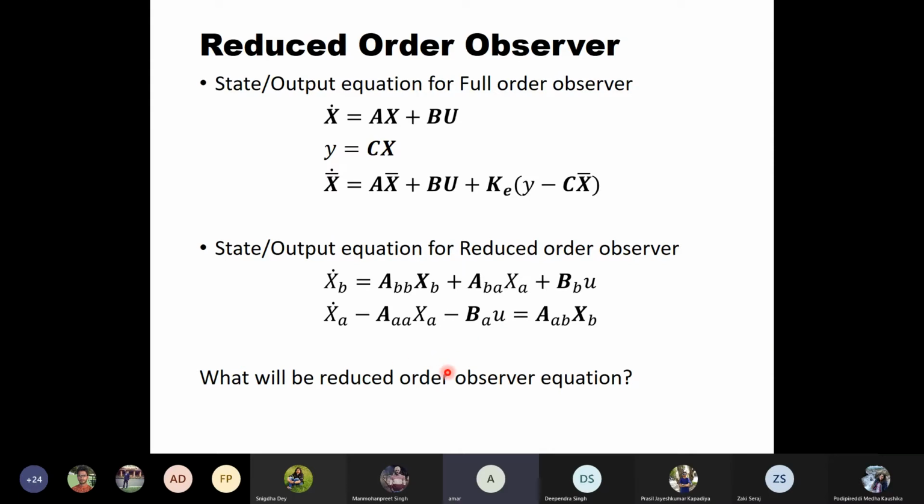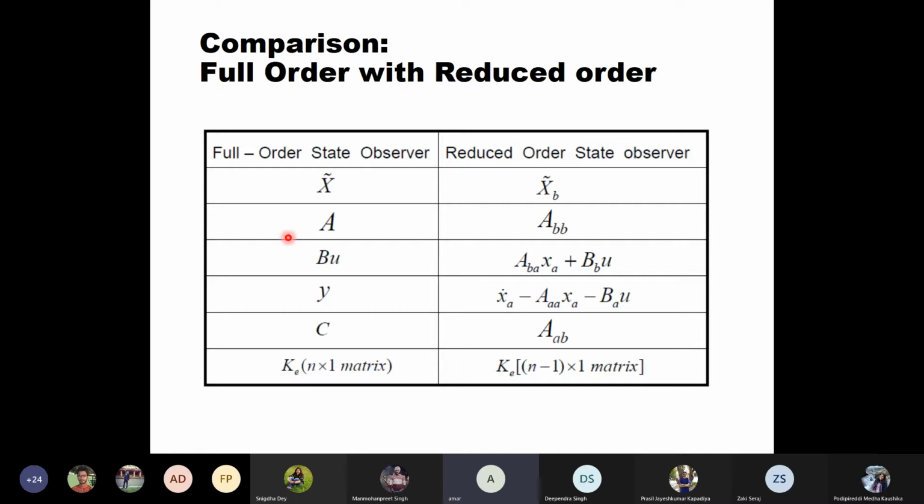If it is so, then what will be the reduced order observer equation? So what we can do is we compare the full order with the reduced order. For a full order state observer, it will be x bar, A; for a reduced order state, it will be A_bb, B u will be given by A_ba x_a plus B_b u, and y is given by this expression, x_a dot minus A_aa x_a minus B_a u, and C is given by A_ab.